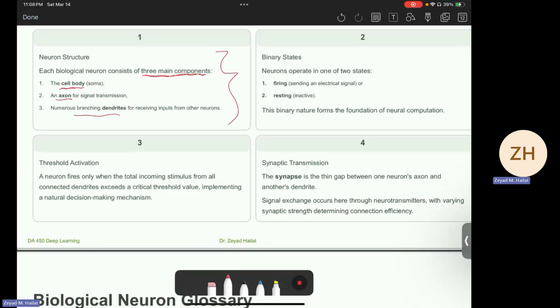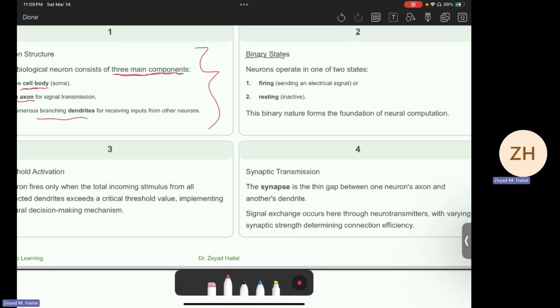Now, the neuron has a binary state. This binary state is one of two states. The first one is called firing. If you look at knowledge-based systems or expert systems, when we execute a rule, we say we are firing the rule. Firing means you are sending a signal from one neuron to another or to the brain. So sending a signal from one neuron to another, and the signal will be in the form of an electrical signal.